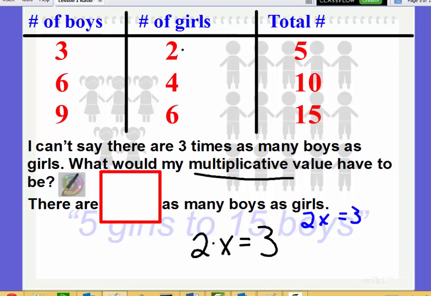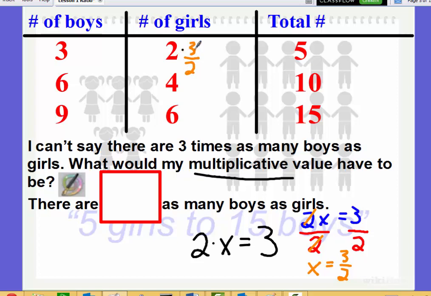Then I perform the inverse, or the opposite. Here I have multiplication. Opposite of multiplication is division. So I divide the left side and divide the right side by whatever number is with the variable. So here I have a 2 with the variable, so divide the left and the right by 2. And then my last step is I solve. My 2's will cancel out. I'm left with x equals 3 halves. So that is my multiplicative value, or what I multiply 2 by. 2 times 3 halves actually equals 3.